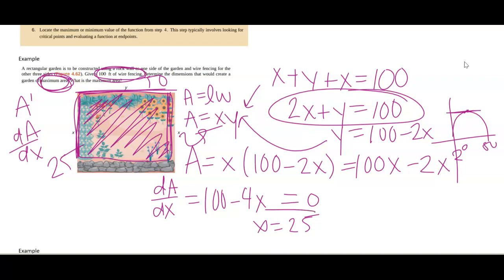If I want to figure out what that maximum area is, I would then plug this in to my equation. I'm going to go ahead and do that in Desmos. So let me pull that up.